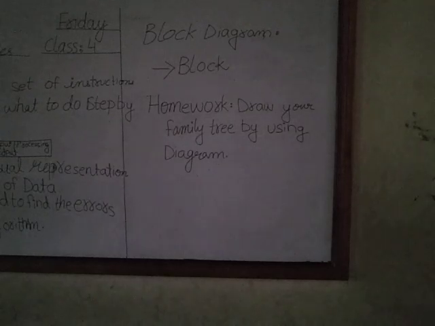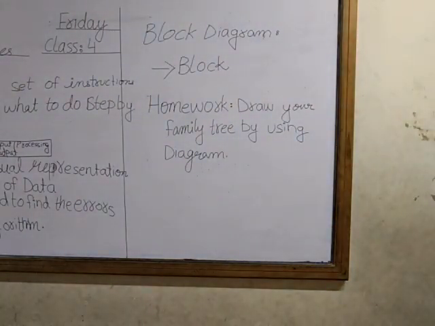Yes class, now I am going to review the classes. How many types of language are there? There are two types of language: first is high level language and second is low level language. How many steps does a programming language have? There are 3 steps of programming language: first is algorithm, second is flowchart, and third is block diagram.